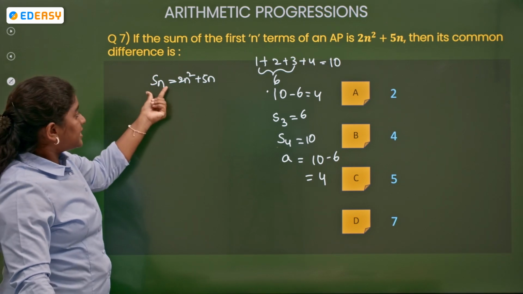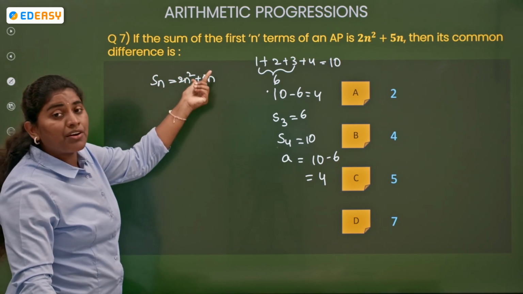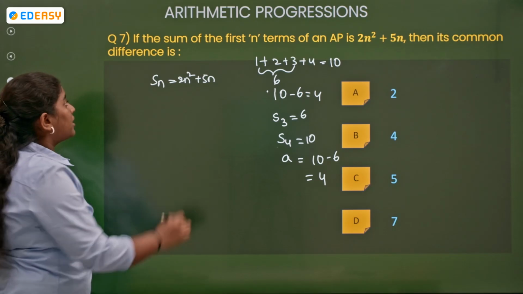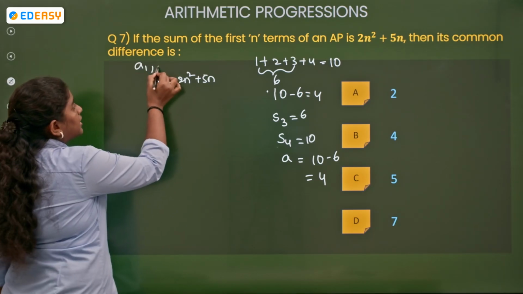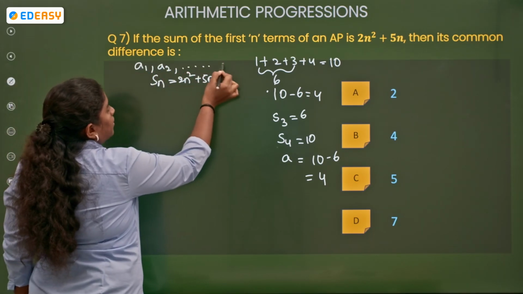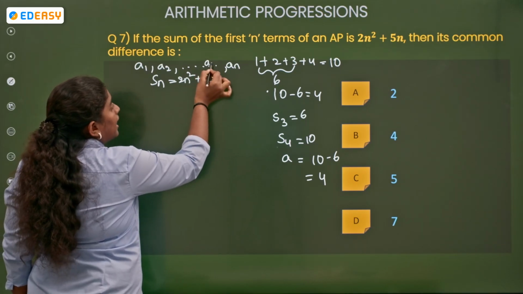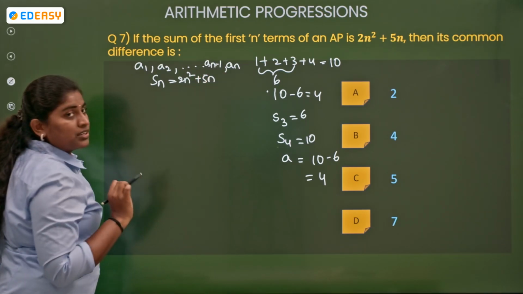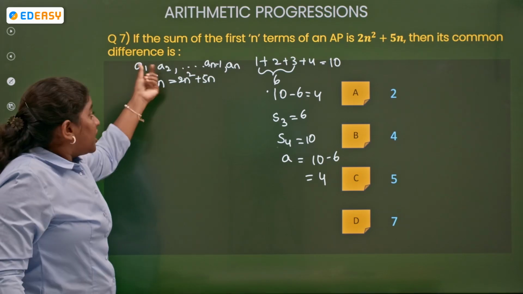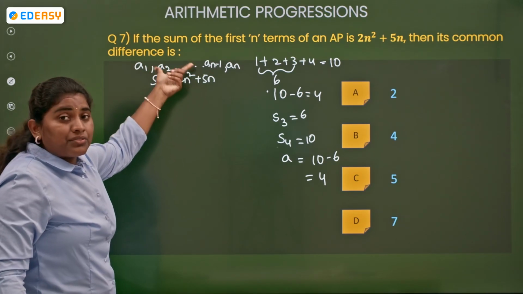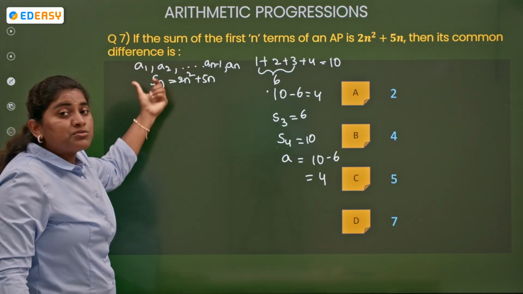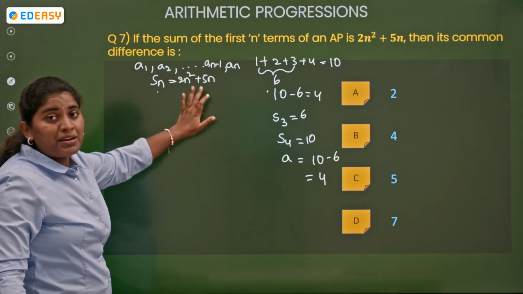Okay. Sn will be given by 2n square plus 5n. It means the sum of your first n terms. Here I am having an, but before the an, I am having an minus 1. Right? This is my AP. Now, the sum of these first n terms of an AP is given by 2n square plus 5n.